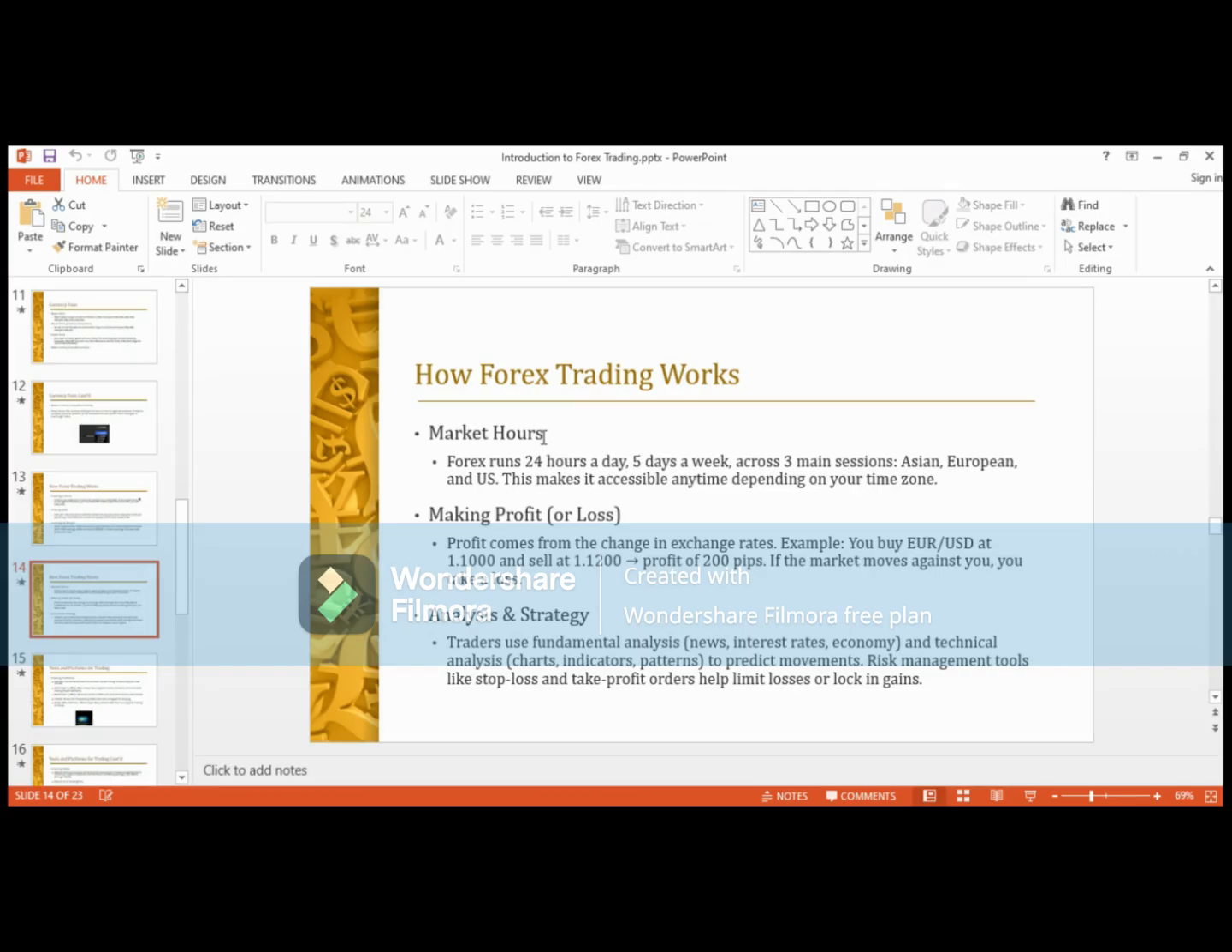Okay, so the forex market hours. Forex runs 24 hours a day, 5 days a week, across 3 sessions: the European, the Asian, and the US. This makes it accessible anytime depending on your time zone.